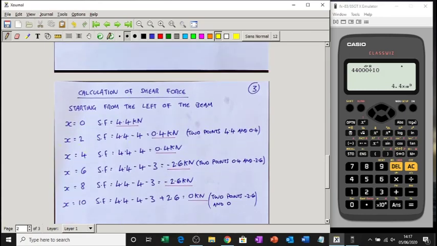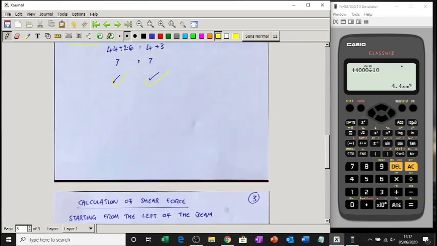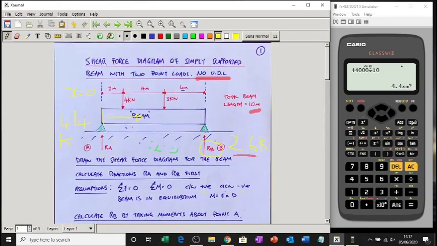At x equals 0, the shear force, all I can see is this 4.4 coming up. That's all I can see.